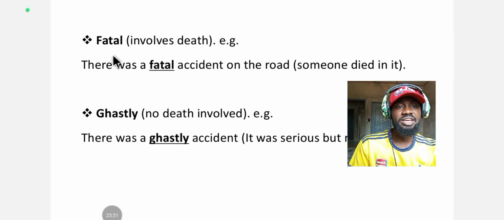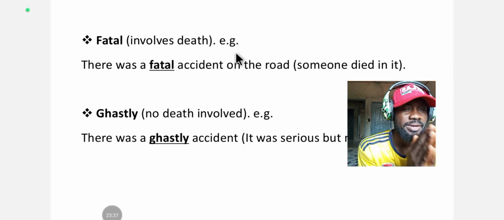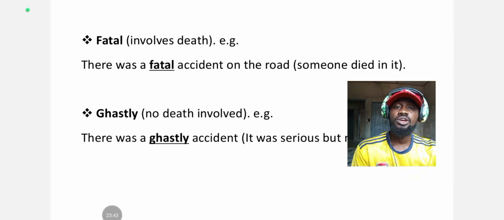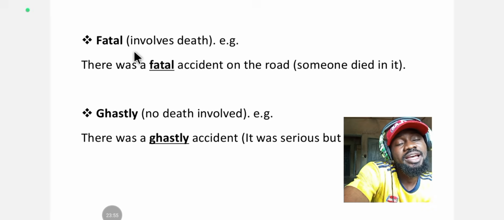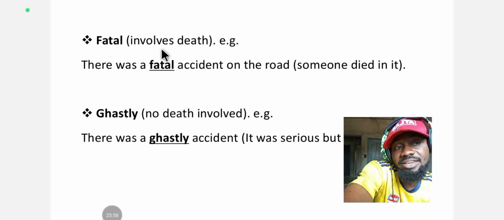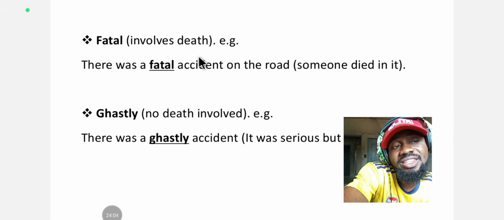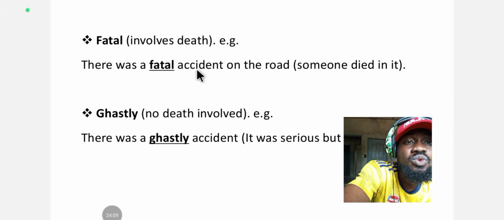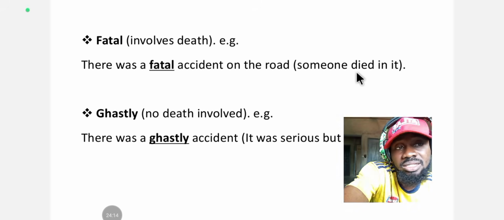The next we have here is fatal. It means it involves death. This mistake is very, very common in Nigeria, especially in news. So spot the difference now, so that you do not fail it in the exam. You use fatal when death is involved. Okay, when someone died during the process, you use fatal, or if something is involving death, use fatal. For example, there was a fatal accident on the road. It means that someone died in the accident.